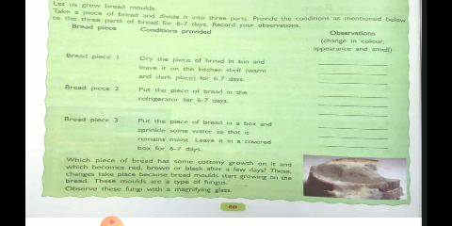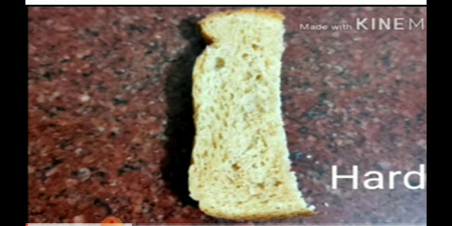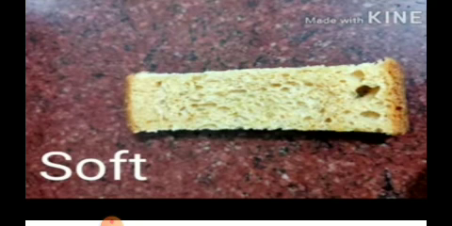Now we have to observe what has happened. You have to write down the observations in your textbook, children, with a pencil. What is the first observation for bread piece 1? It becomes hard as it is dried. It is kept in a warm and dark place and it is dried, so it becomes hard. The second one, as it is kept in the refrigerator, becomes soft. These observations you have to write down in the textbook.